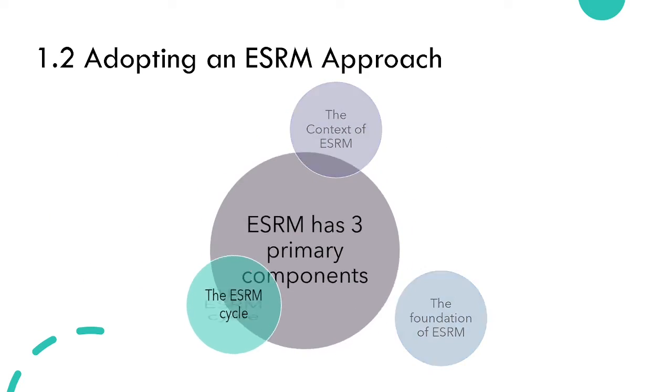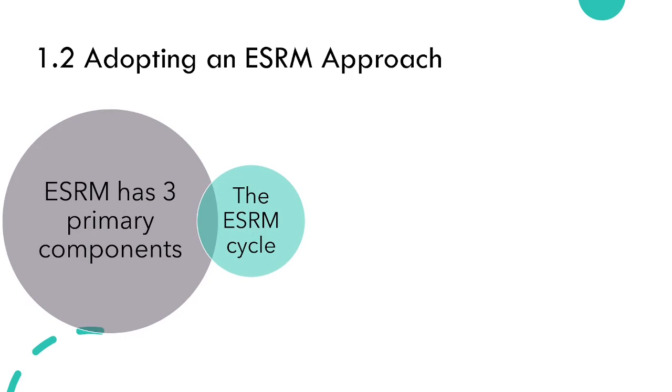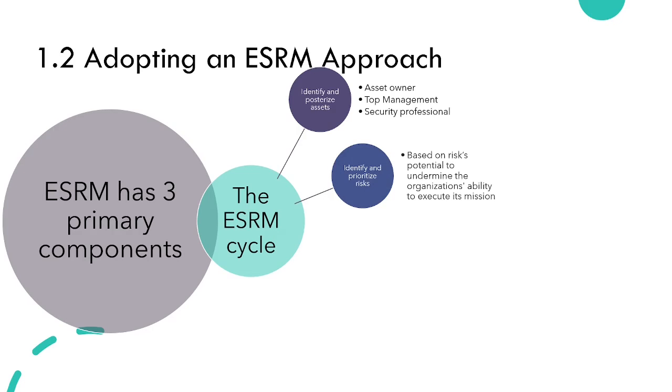The last one is the ESRM cycle. And here we start by identifying and prioritizing assets. And this is something that is done with the asset owner, with the top management, and the security professionals. It's not only the security professional who does that, because those stakeholders know more what is important for the organization, so they need to be part of it.